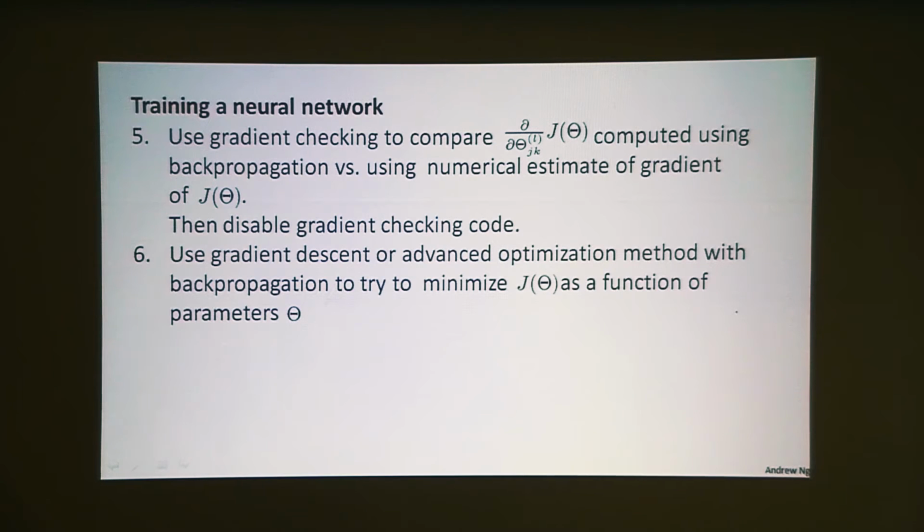Step 5, implement gradient checking to make sure that your numerical derivatives are correct. And then disable gradient checking once you're sure that you have a correct implementation. And then finally, run the optimization algorithm for a long time until hopefully it converges. Okay, and so that's it. And if you do these steps, you have a working implementation of backprop.